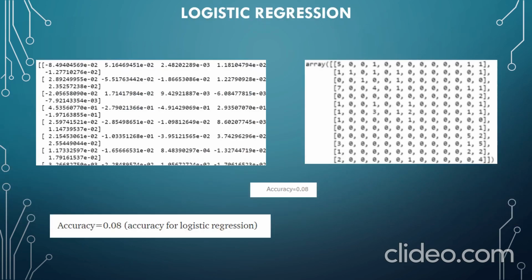Logistic regression is a statistical model that in its basic form uses a logistic function to model a binary dependent variable, although many more complex extensions exist. In regression analysis, logistic regression is estimating the parameters of a logistic model. Here you can see my logistic regression. The accuracy of this logistic regression is 8%.